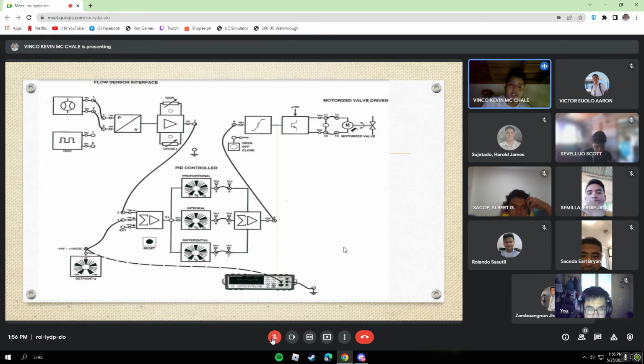So this is another example of a diagram. As you can see here in the PID controller, it is all connected: the proportional, integral, and derivative. We also have here the digital multimeter, and then the set point, the motorized valve driver, and the flow sensor interface. So that's all for Group 7 and Group 8 flow control reporting.